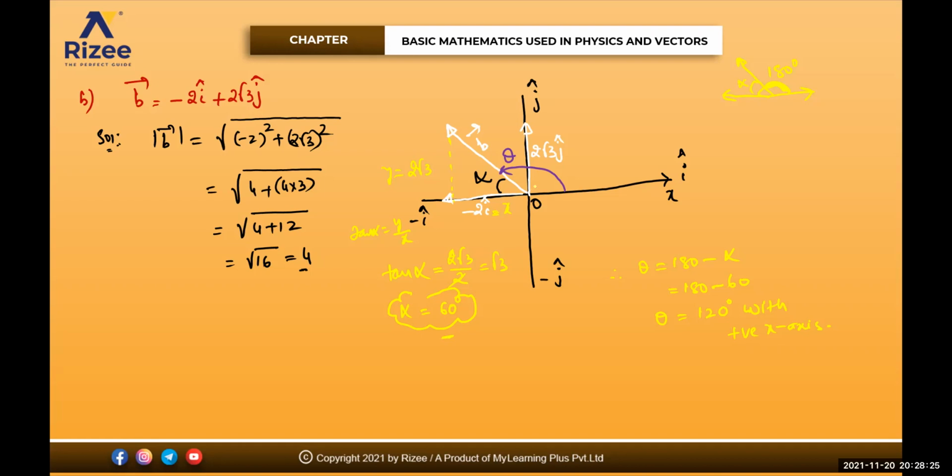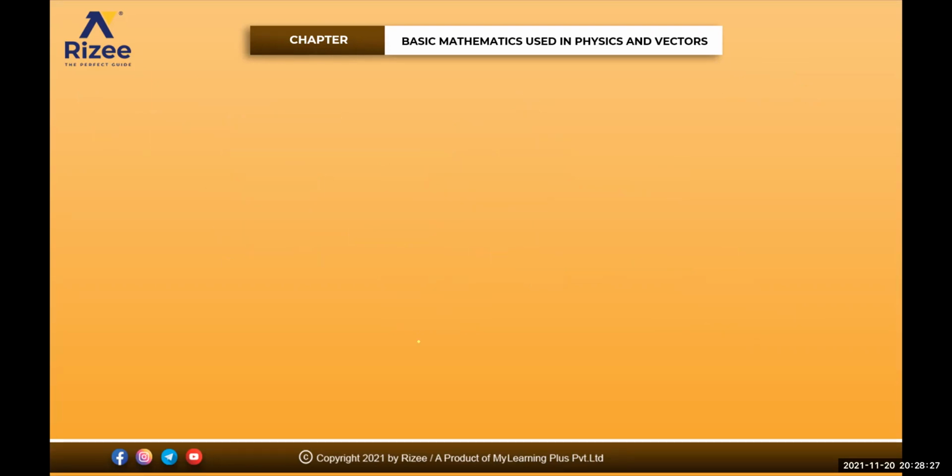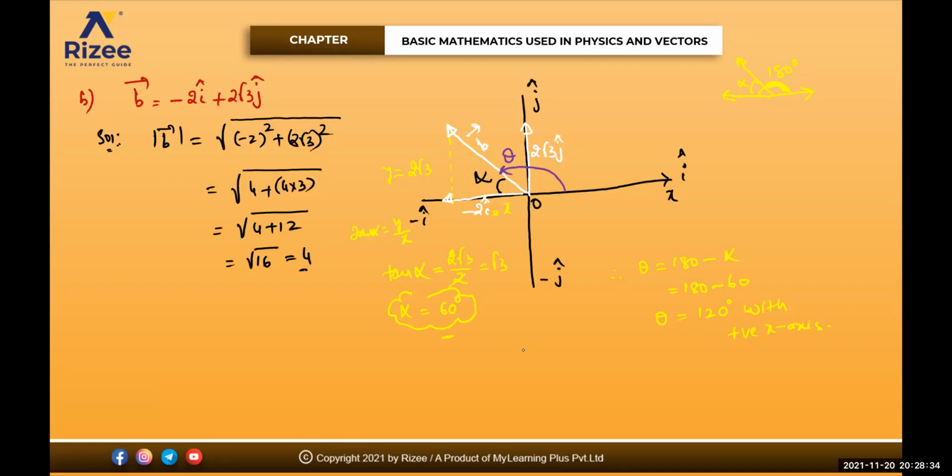Okay, got it, sir. Sir, if we take alpha, we can say that 60 is in the minus x-axis direction. Theta is 120 with the positive x-axis, and alpha is the direction. Alpha is known as the direction made by the resultant. B bar is making angle alpha with the negative x-axis. So alpha, 60, is in the minus x direction. Minus x direction. It is negative.